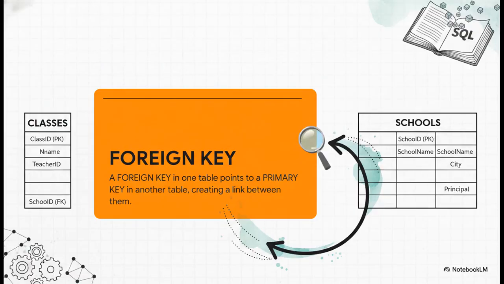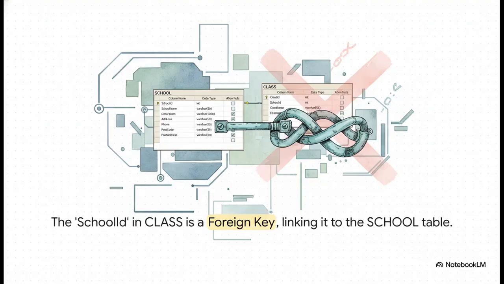Ever. Okay, so if the primary key gives every record its own unique ID, the foreign key is what links all the different tables together. It's basically a column in one table that points directly to the primary key in another table. It's like the little note on a card that says, hey, this class record, it belongs to that specific school record way over there.